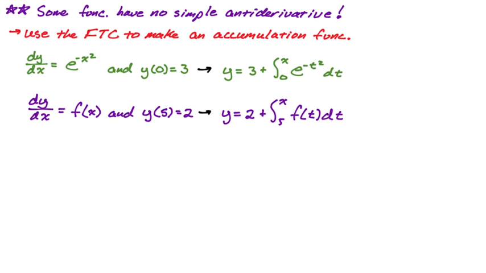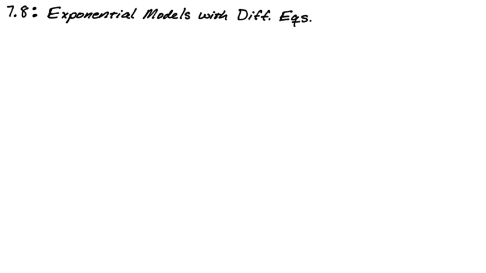7.8. So I think 7.8 is consecutive. So 7.8 is exponential models with differential equations. That's how important the exponential model is, right? Remember, we had the linear growth. Linear growth is just dy dx is equal to k, a constant.